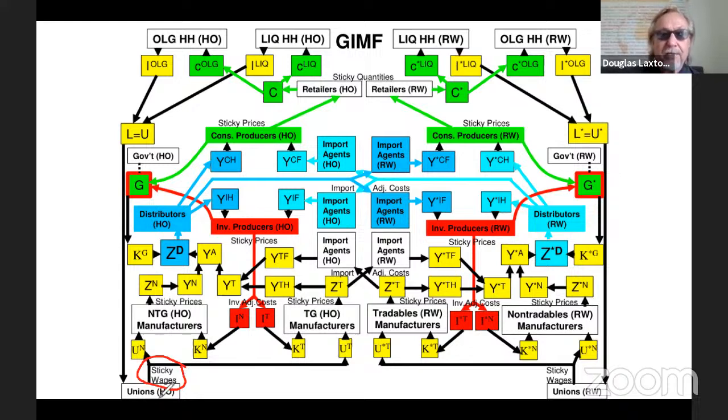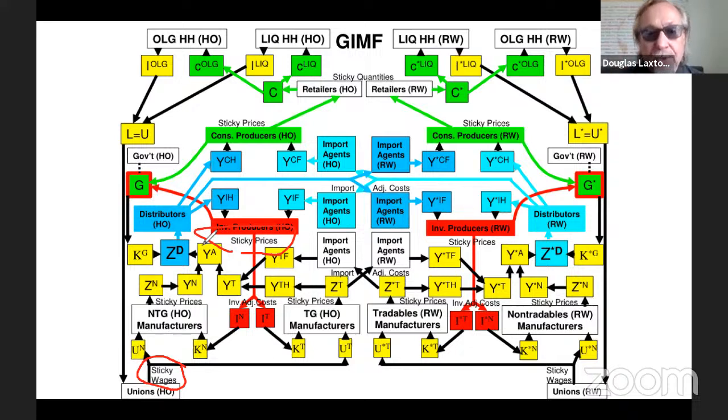You're going to see it in a bunch of places. You're going to see sticky prices and sticky wages in a bunch of places in the model, in the various sectors of the model.